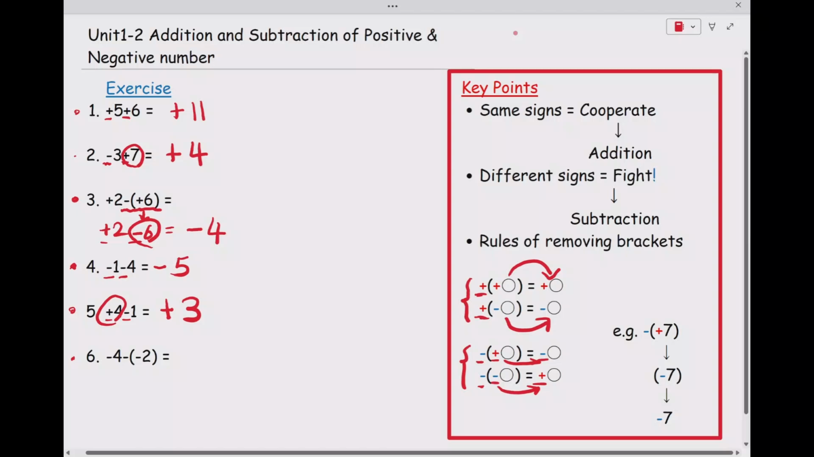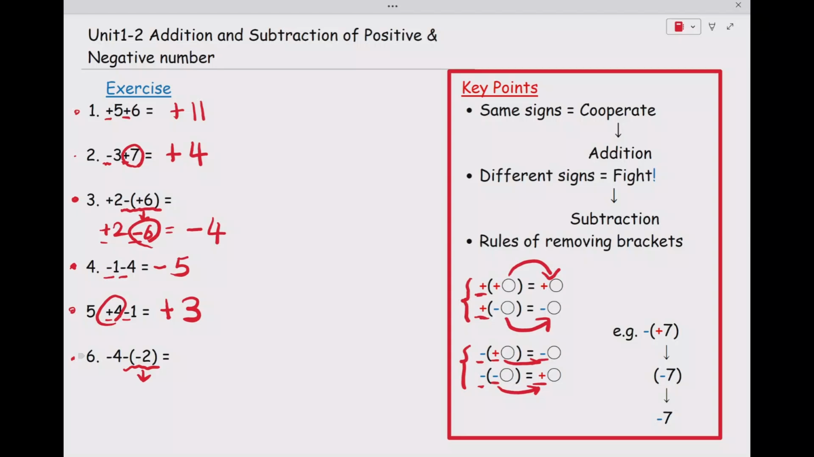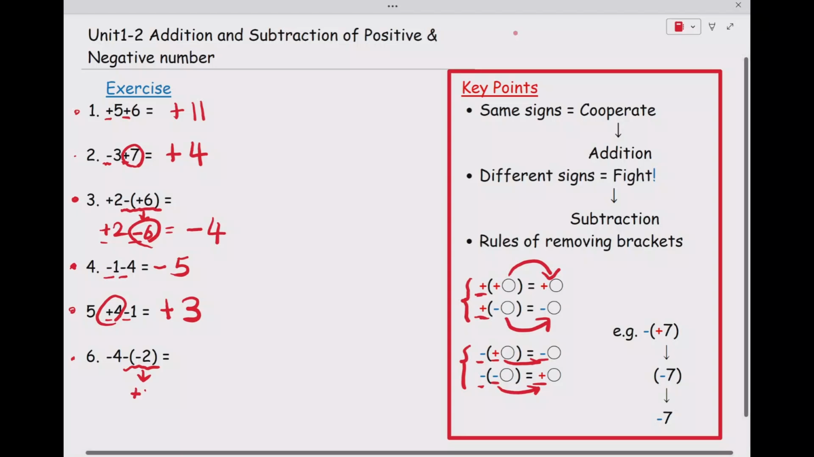Then let's look at minus 4 minus bracket minus 2. First, let's remove the brackets. Since the sign in front of the brackets is minus, you need to change the sign of the number inside the brackets to plus, and take out the brackets. So the original equation becomes minus 4 plus 2. Then you have minus team and plus team. Different signs fight each other.